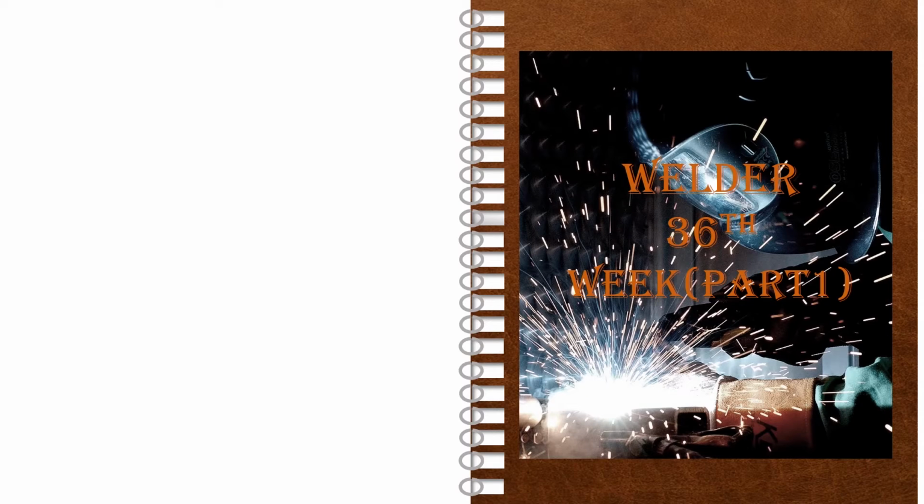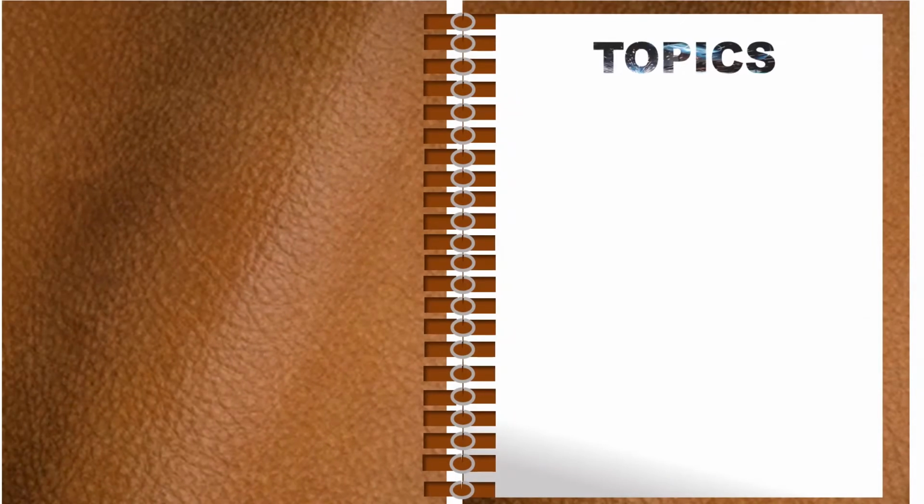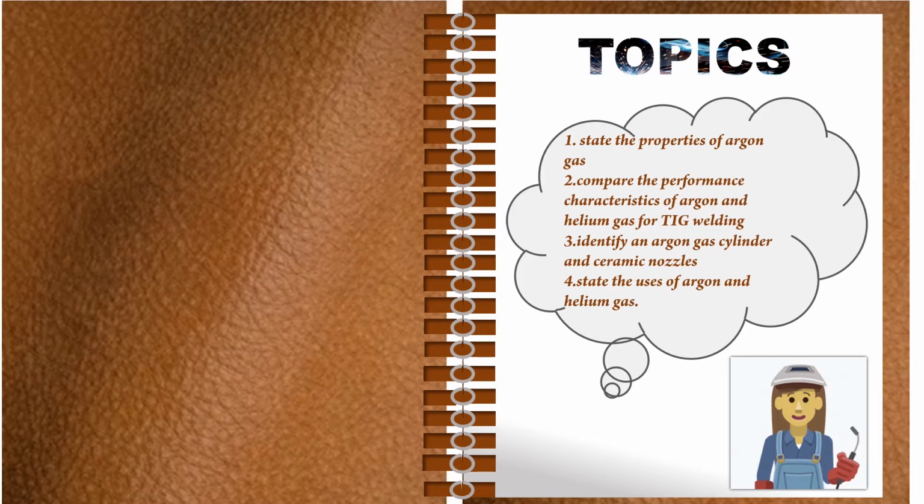Welcome to Welder 36 week part 1. Topics to be covered are: number 1, state the properties of argon gas; number 2, compare the performance characteristics of argon and helium gas for tungsten inert gas welding; number 3, identify an argon gas cylinder and ceramic nozzles; number 4, state the uses of argon and helium gas.